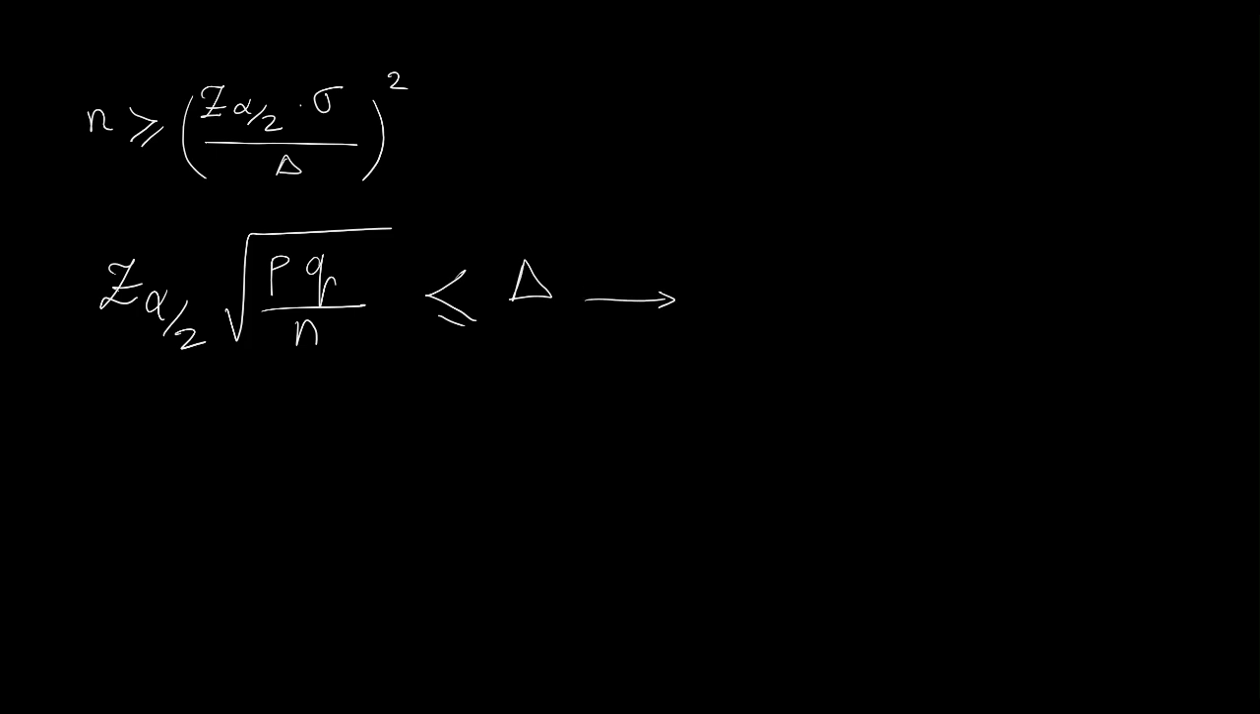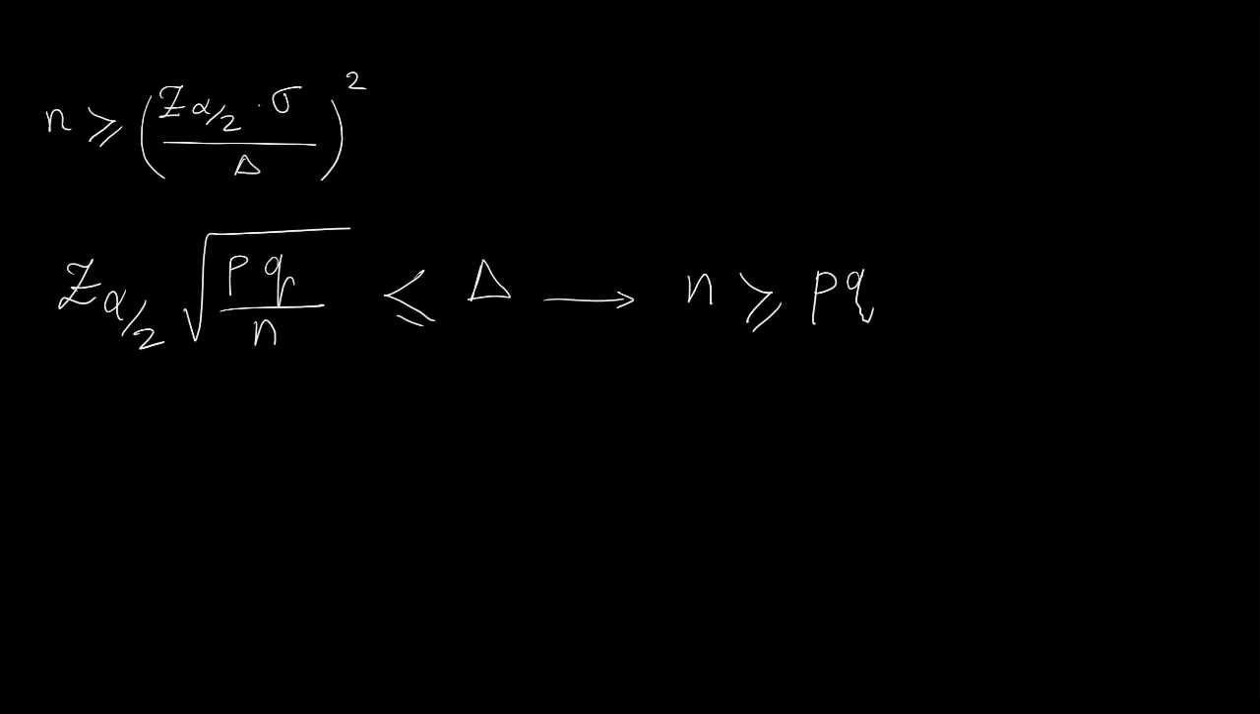So we can conclude that when we know what P is, then definitely we know what Q is here. And if you simplify and solve it for n, it's greater than or equal to P times Q times the square of z of alpha half over delta. This is the inequality for finding the sample size when you know the proportion of the population.